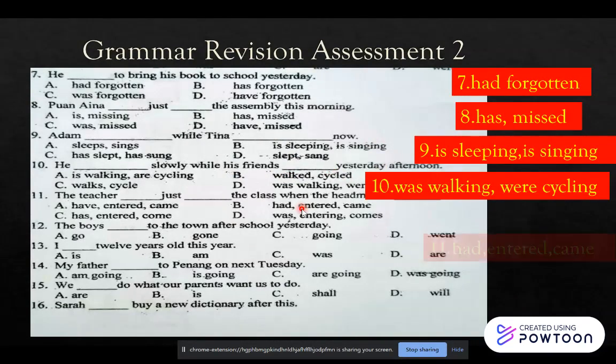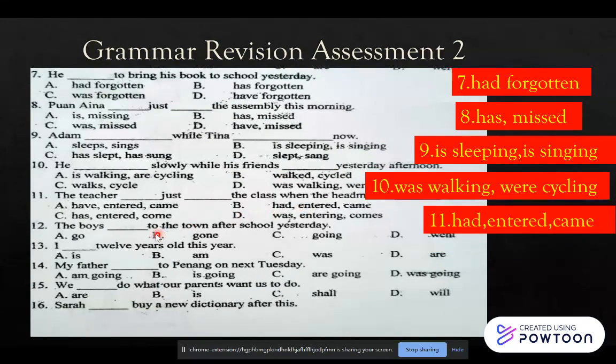All right. The next one, the teacher had just entered the class when the headmaster came. All right, so that's the question. So the answer is in the past tense. The boys, so what do you think is the answer? To the town after school yesterday. So definitely it's in the past tense, right? So "went" to the town after school yesterday. It's the past tense of "go", right?